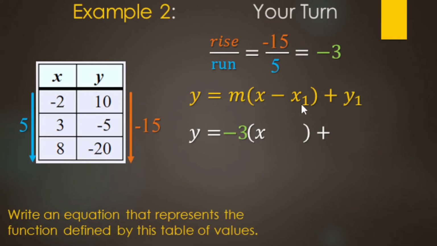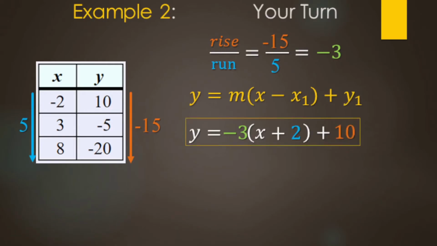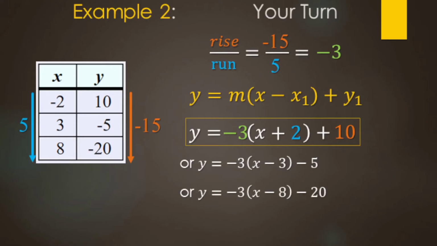So we replace the m with a negative 3. Now for the x1, y1, again, you can pick any row on here. We're just going to use the top row here. We're going to go x minus x1, x minus a negative 2. Minus a negative, we're just going to rewrite as plus 2. And then the y1, the corresponding y value, is going to be a 10. And boom, there's an equation for this table here. Now we can also use the middle row, it would look like this, where x minus x1 is x minus 3, and then a negative 5 there. And then for that last row right there.